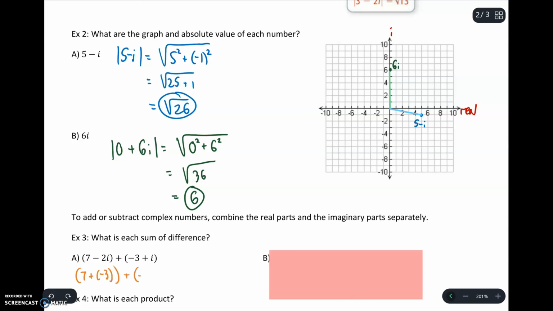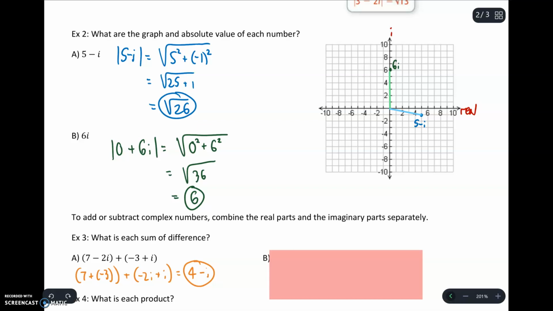I can then also combine as like terms the imaginary portions, negative 2i. And you can also think of like a 1i or just positive i. As long as I combine those like terms separately, I'm just left with 4 from the real portion. I'm left with, it looks like it's just a negative 1 or just a minus i for the imaginary portion. That's going to be my sum, just again treating those like terms. I can combine the real and the imaginary portions separately.